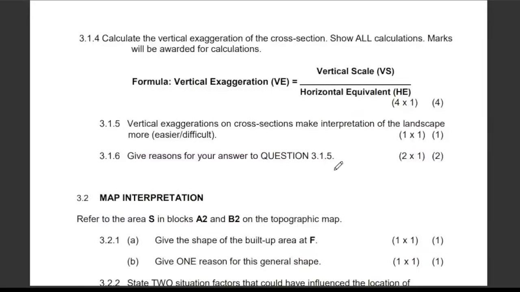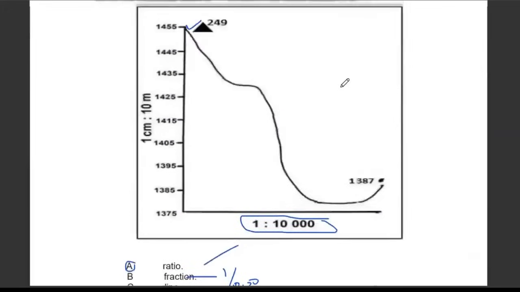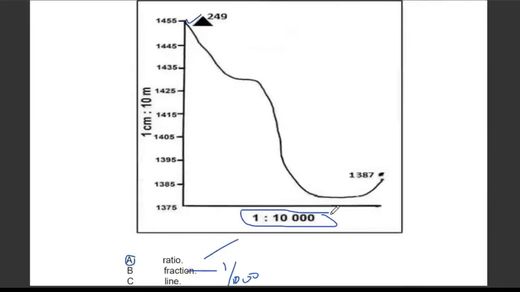So when we are checking on our vertical exaggeration, the formula is vertical scale over the horizontal equivalent. Our horizontal scale is 1 is to 10,000, while our vertical scale is 1 centimeter is to 10 meters. We need to change this scale to make it in the same units. So if our vertical scale is saying 1 centimeter is representing 10 meters, we need to convert the meters to centimeters such that we have the same unit of measurement.